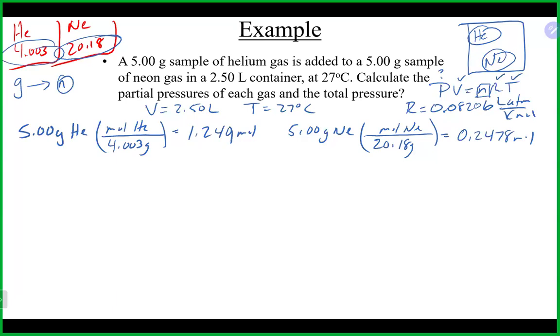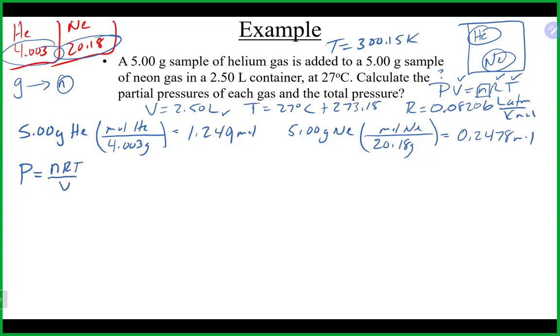we need to make sure everybody's in the right units. Our volume's in liters, so that's good. Our temperature, like normal, is not in Kelvin, so we need to add 273.15. That gives us a temperature of 300.15 Kelvin. Now we're essentially good to go. As I mentioned, we're going to just do the ideal gas law for each one separately, solving for pressure, dividing by volume to the other side: nRT over V.